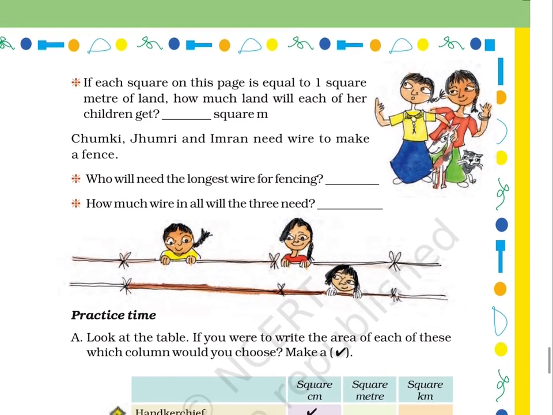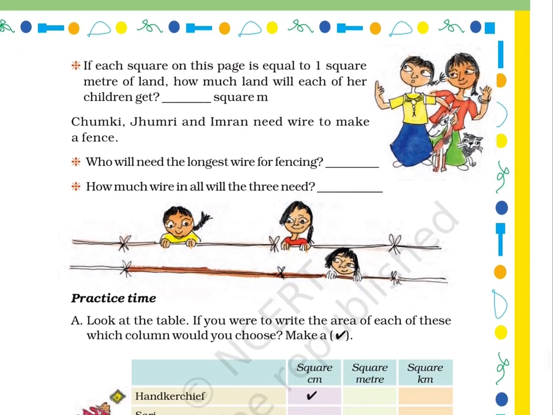If each square on this page is equal to 1 square meter of land, how much land will each of her children get? Dash square meters. Chumki, Jhumri, and Imran need wire to make a fence. Who will need the longest wire for fencing? Dash. How much wire in all will the 3 need?